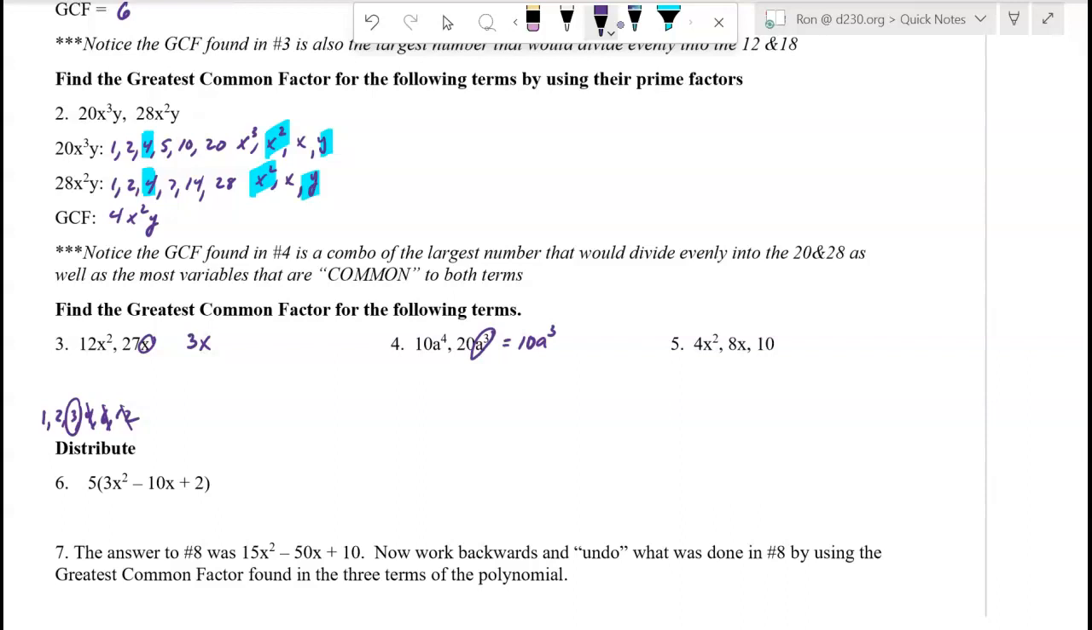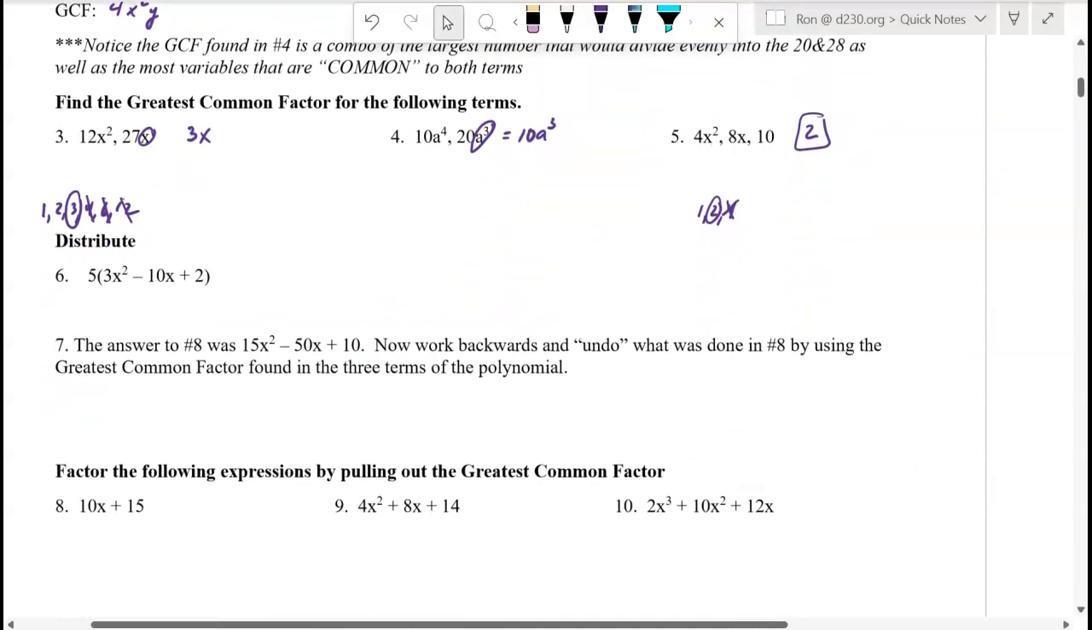The last one here, number 5. If I look at 4, 8, and 10, if I write the factors of 4, you have 1, 2, and 4. That's it. Well, I know 4 goes into 8, but 4 doesn't go into 10, so that one can't work. 2 goes into 4, 2 goes into 8, 2 goes into 10. So 2 is part of the greatest common factor. I have x squared, x, no x. Since 10 does not have x as part of it, I cannot say any variable is part of the greatest common factor, and 2 is the GCF.